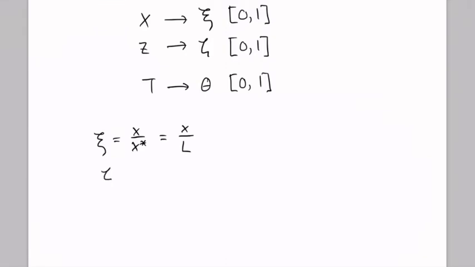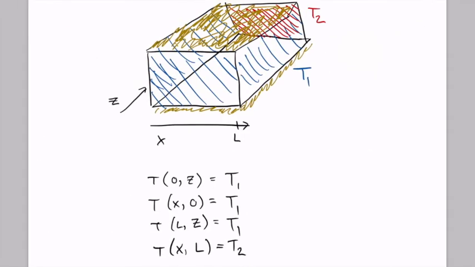The same applies for zeta. And the characteristic value here is the same as for the L direction because the slab is a square shape. So both the x and z dimensions are length L. It's when we get to non-dimensionalize the temperature that we have to think a little more carefully. And it's useful to reflect on the boundary conditions.